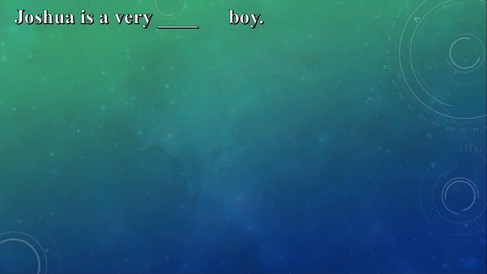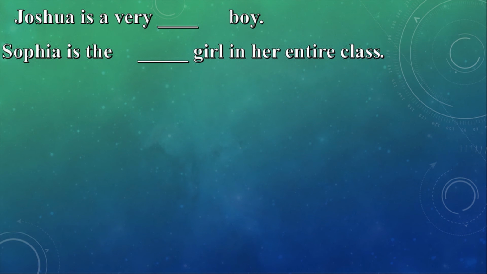So Joshua is a very something boy. So you could just write down the word that you can use to complete this sentence. And as I said, it does not have to be the same as the one that's going to pop up here. There are a lot of correct answers, a lot of possibilities. So good. Joshua is a very something boy. Sophia is the something girl in her entire class. So Sophia is the something girl in her entire class.